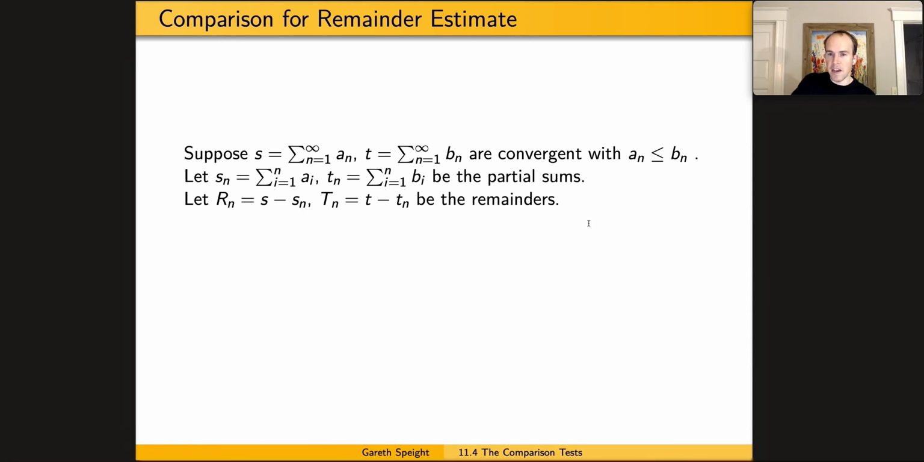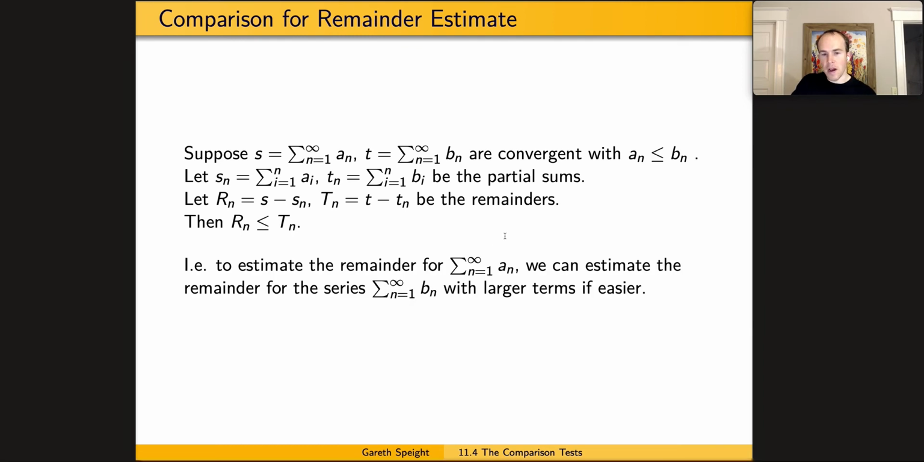And let Rn and Tn be the corresponding remainders. So Rn is the remainder for sum of an, Tn is the remainder for sum of bn. Then you can check that always Rn is less than Tn. So here what we are saying is that if we have two series with positive terms, one small, one big, then the remainder for the small series is less than the remainder for the big series. Okay, makes sense? So how would we apply that?